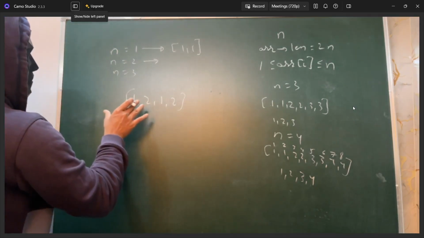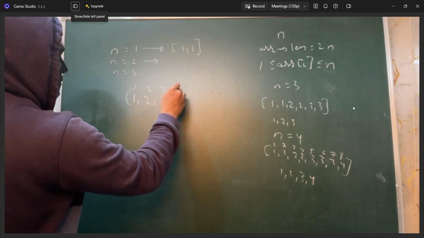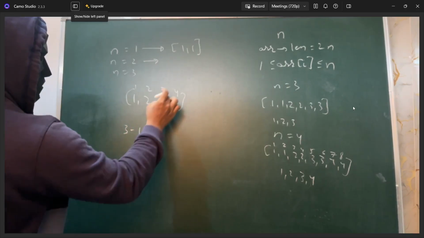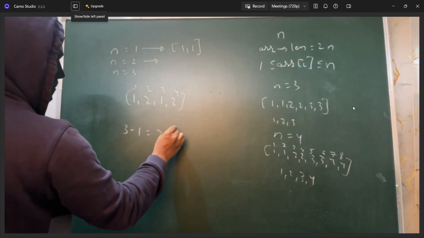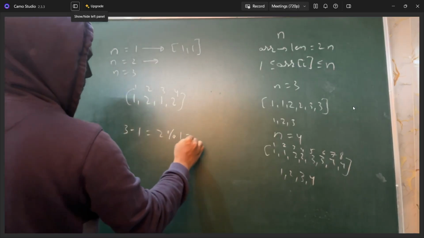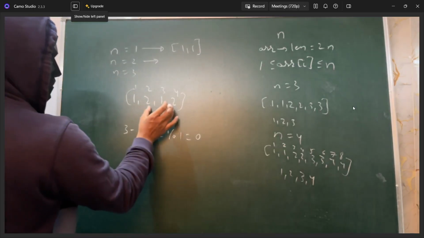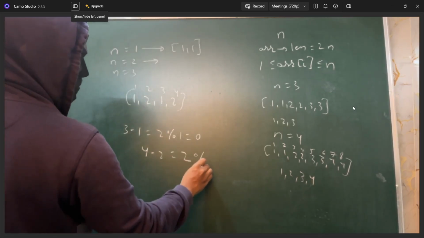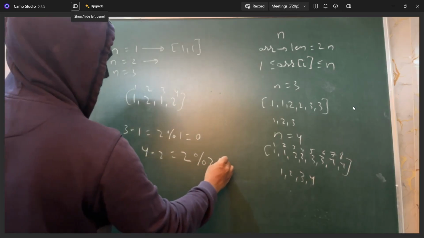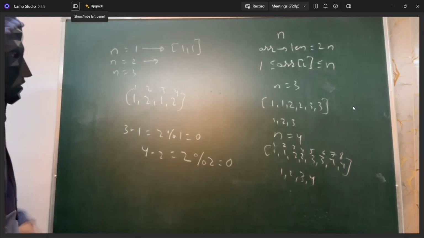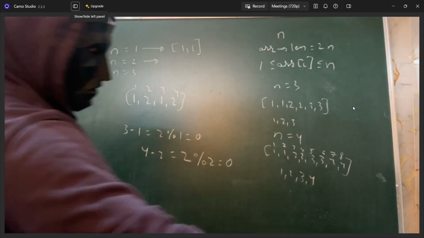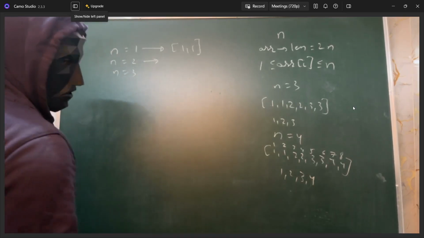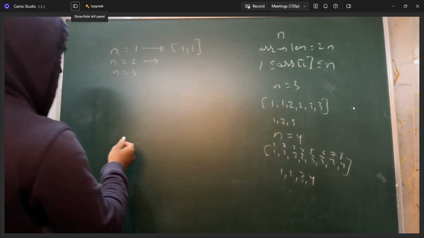Now this arrangement is valid because, if you see, 3 minus 1 is giving you 2, and if you take modulus with the element, which is 1, you still get remainder 0. And in this case, modulus with the element 2 is going to be 0, right? So this is a valid arrangement. And similarly, I took n equal to 3.